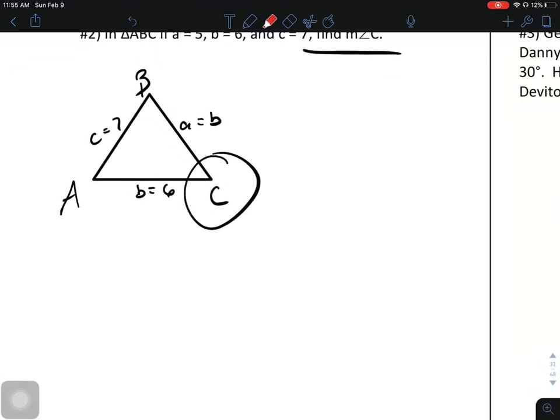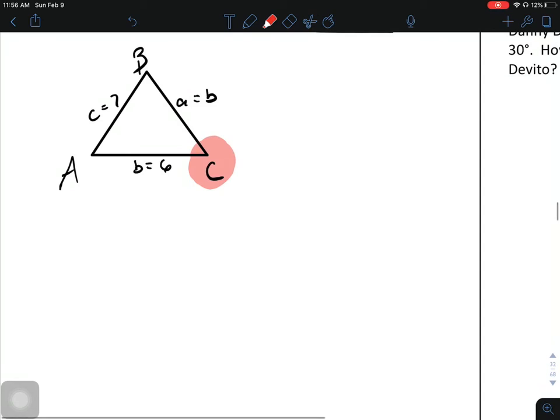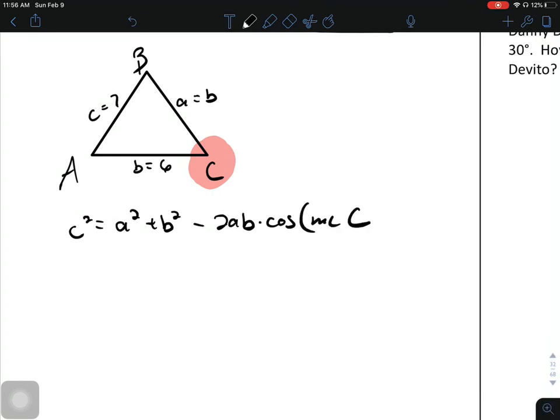Since we're trying to find the measure of angle C, first of all, let's ask ourselves, are we going to use law of sines or cosines? To use sines, you have to have an angle and the side opposite of it. We don't have that. To use cosine, you just have to be able to not use the law of sines. Since measure of angle C we're trying to find, our equation is going to start with little c. C squared equals a squared plus b squared minus 2ab times cosine of the measure of angle C.